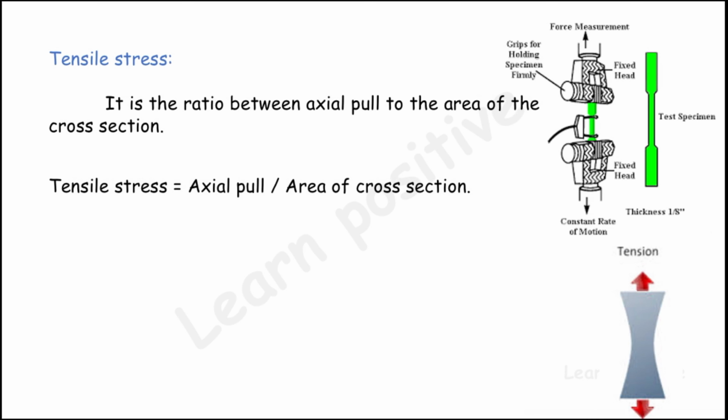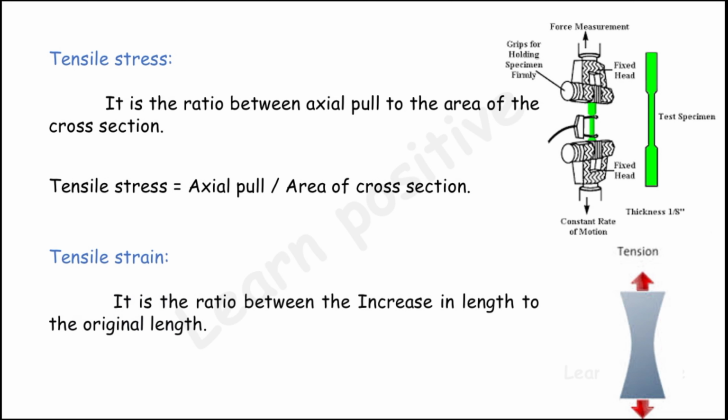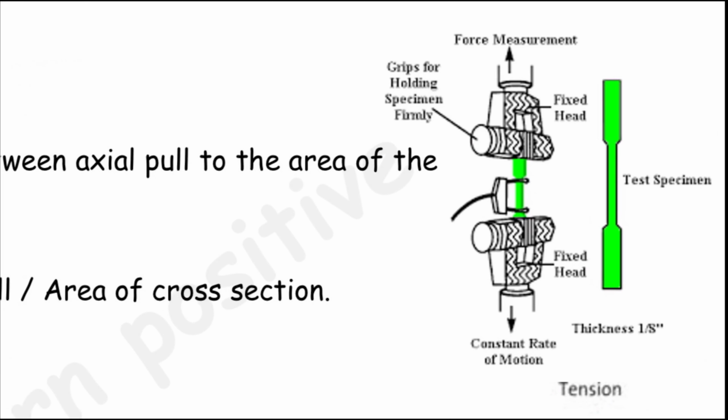Wherever stress happens, there will be a strain also. So here we get tensile strain, the ratio between the increase in length and the original length. We measure the length of the rod before giving tensile stress, and then measure the rod after giving this tensile stress. It increases in length and decreases in its cross section. This is shown in this image. You can see it clearly.